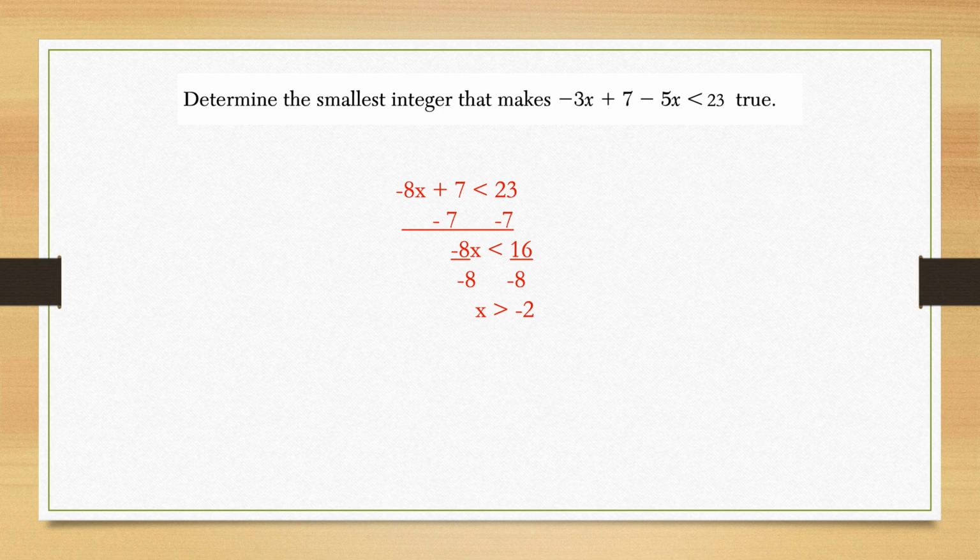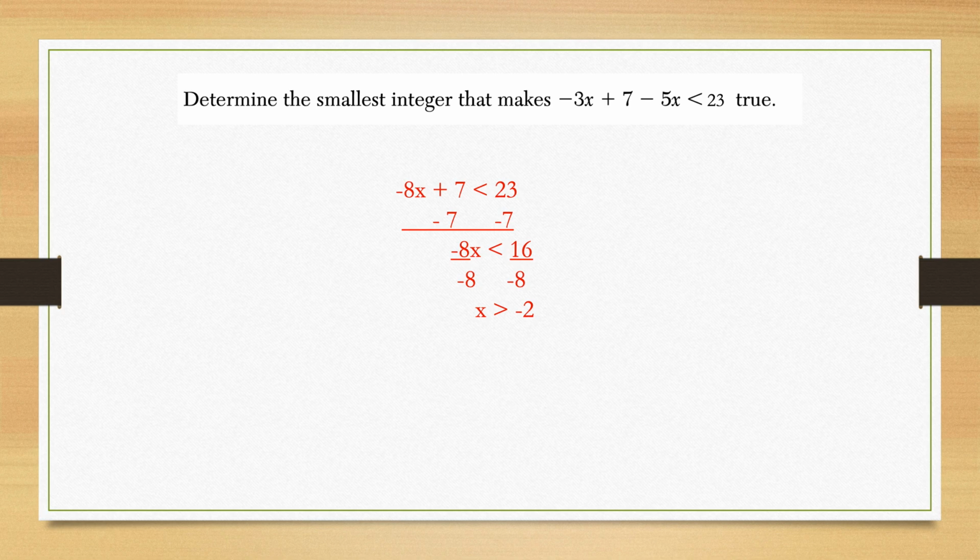And now we have to consider our answer. Is -2 an answer? No, it's not, because x has to be greater than -2. This specifically wants the smallest integer. Now, integers are whole numbers like 3, 4, 5, positive and negative, and 0. So what is the smallest integer that makes that true? Well, it's -1, because -1 is greater than -2, and it's the smallest integer that's greater than -2.